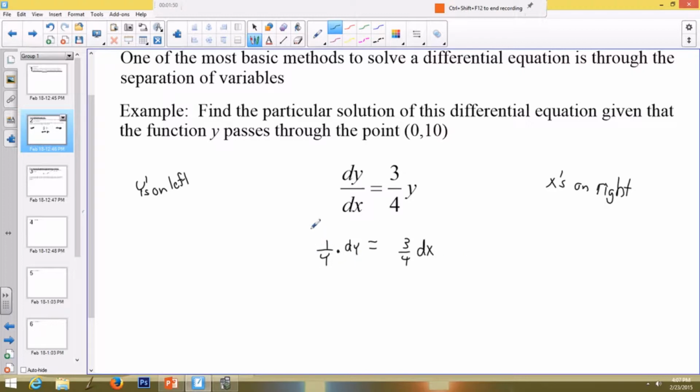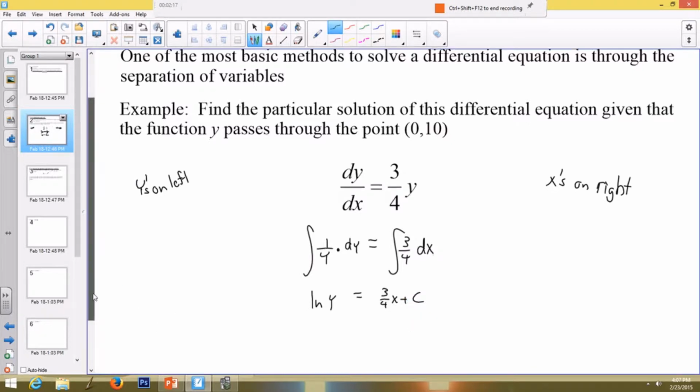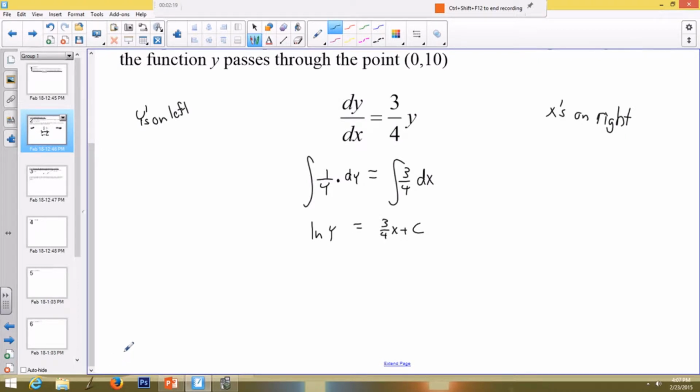So all we're going to do here is integrate both sides. Now the integral of 1 over y is just ln of y. And then the integral of 3/4 dx is 3/4 x plus some constant c. And again, yes, when we integrate on this side there should be a constant, but we just move it over to the other side and combine constants. You really need to get used to that because we're going to be combining constants quite a bit here as we move forward.